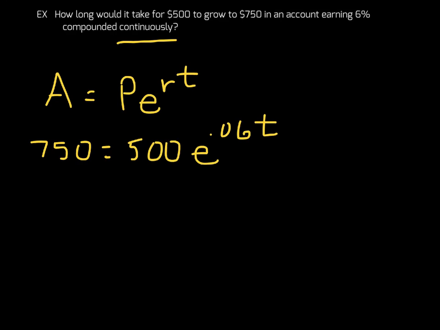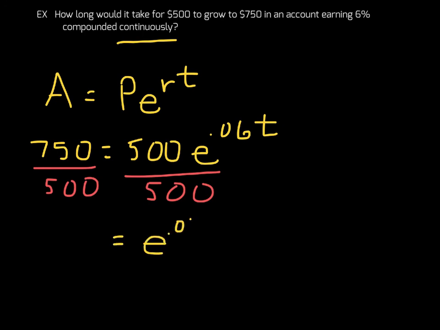To get us started here, I suggest that we divide both sides by 500. Okay? Cool. This will definitely isolate our exponential expression on the right. So that's by itself over there. 750 divided by 500, I believe it's just 1.5. 1.5, okay? Cool. Now you want your variable to come down, right? Just like we have been doing all along.